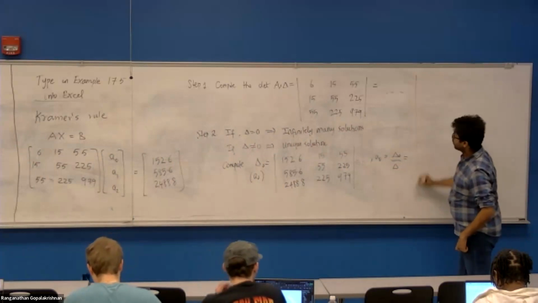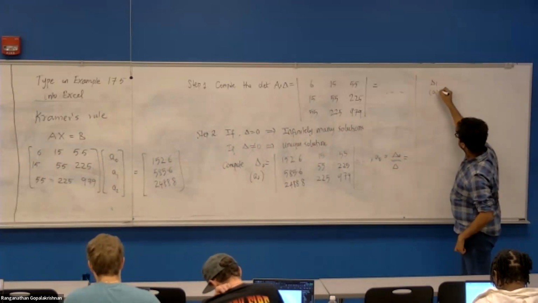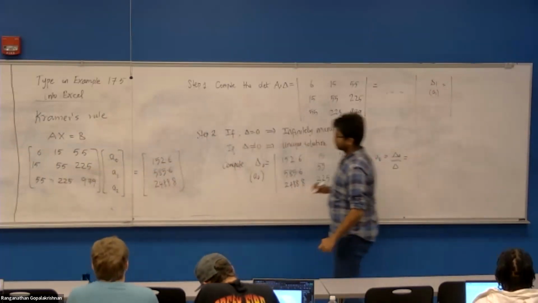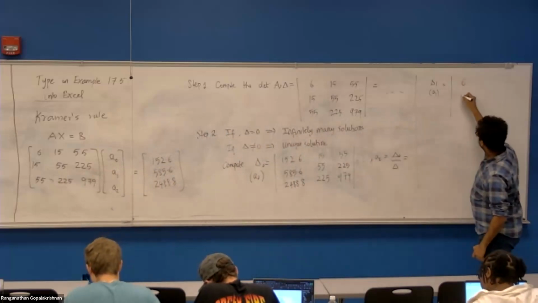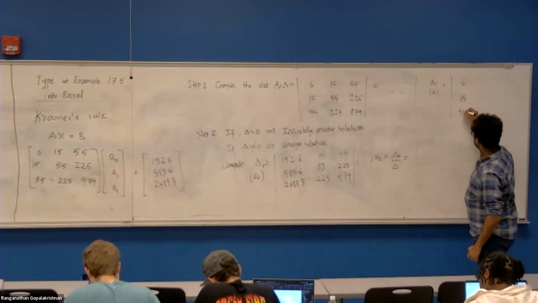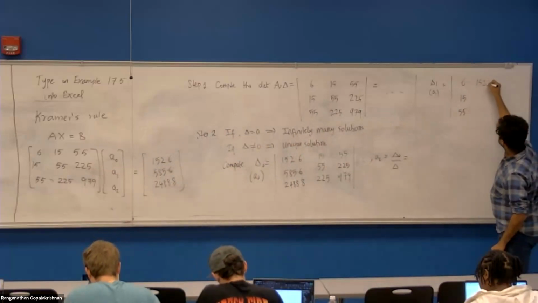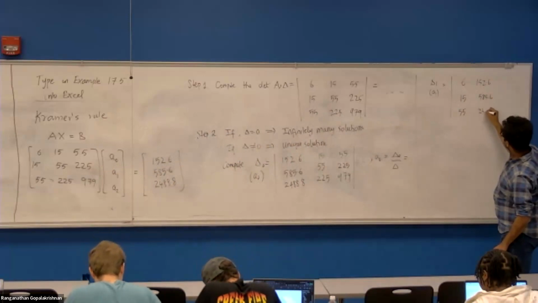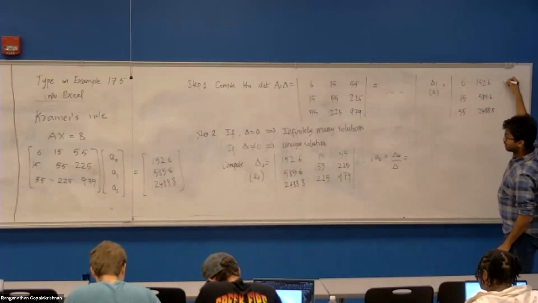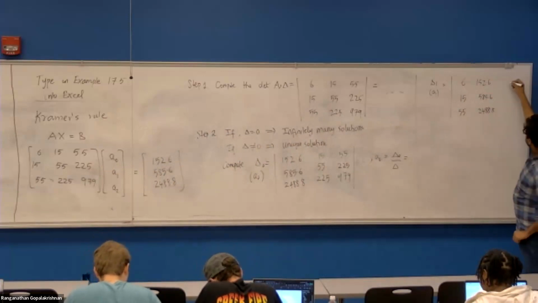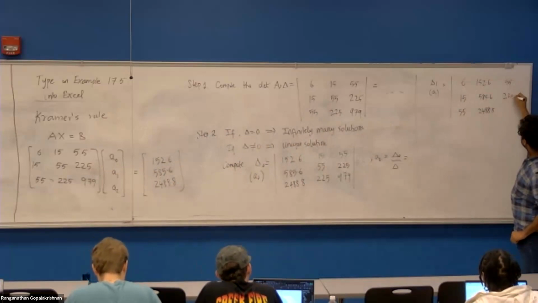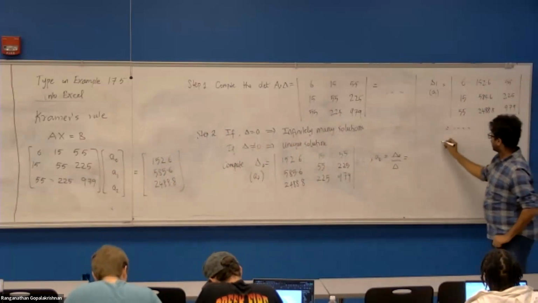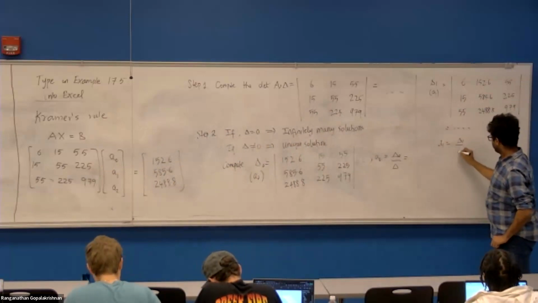So delta 1 corresponding to A1, delta 1 will be, keep the first column, replace the second column with this vector. 6, 15, 55, and then 152.6, 585.6, 2488.8, and third column is still the same. 55, 225, 979. This will be another number. A1 is delta 1 divided by delta.